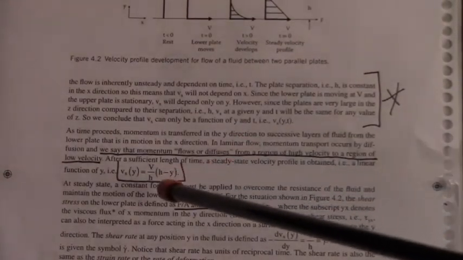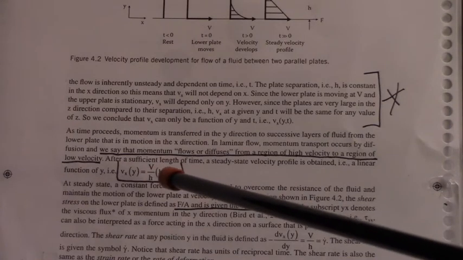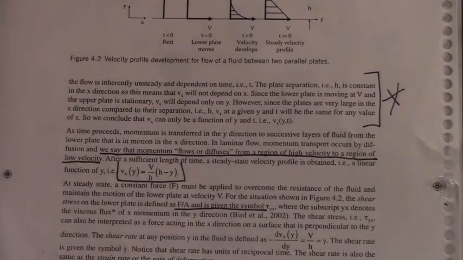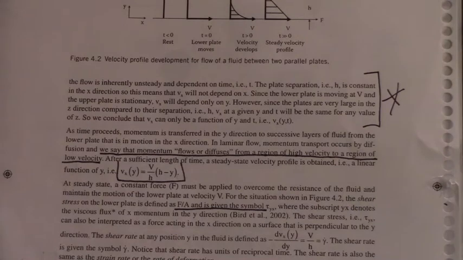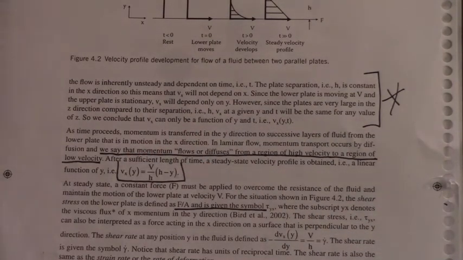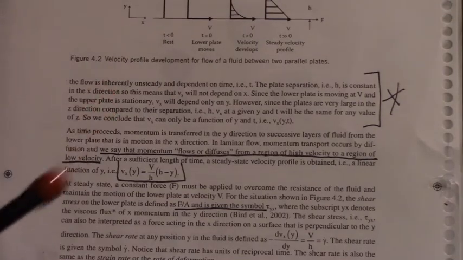So if you set y equal to 0, the h's cancel out, and at y equal to 0, you're at the bottom plate, and the velocity is V. When you're at the distance where y is equal to h, you're at the top plate, which is stationary. h minus h is 0, and the velocity is 0. So we see that this equation represents what's happening to the fluid velocity.